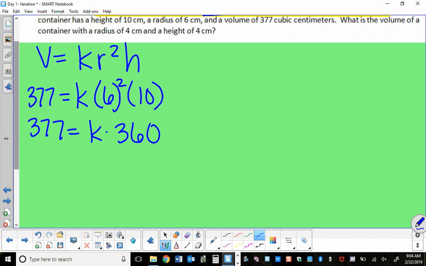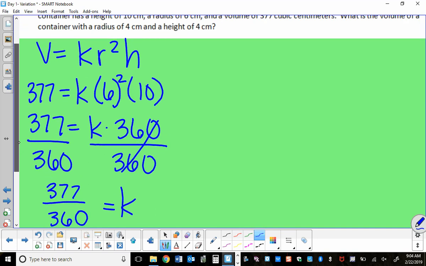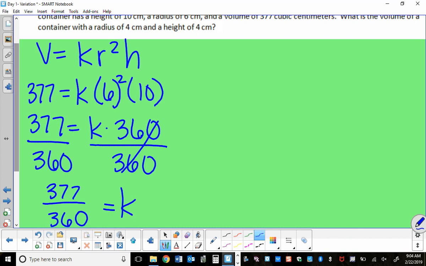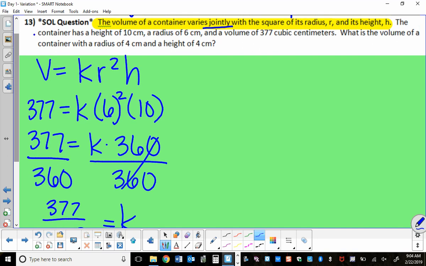So I'm going to divide both sides by 360. Michaela, in your calculator, type in 377 divided by 360. Does that reduce? If you hit math and hit enter? It doesn't, right? So my k, just leave it as this. Do not give me a decimal. 377 divided by 360. That's my k. Your answer is more correct. You just use the fraction. You're not rounding with your decimals. All right, so we already did this, right? That's all good.